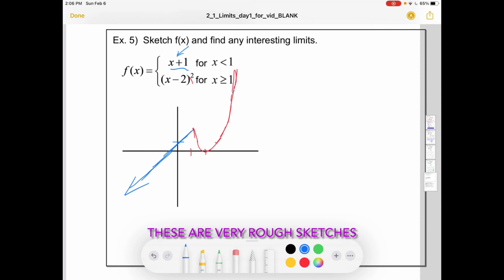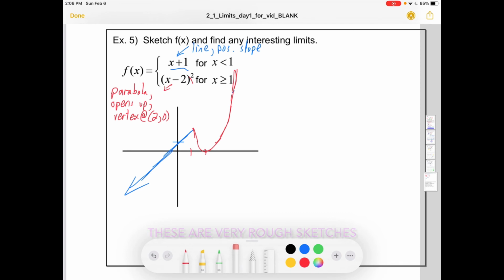Okay, this is a line, positive slope, and this bit here is a parabola, opens up, and vertex at 2, 0, because it's just a parabola that's been shifted 2 to the right. We know all about transformation stuff.